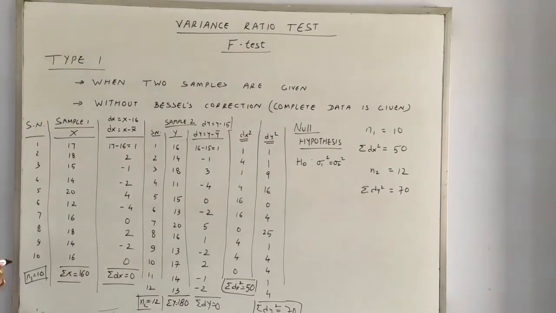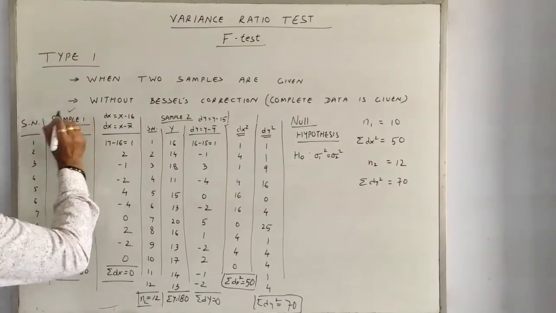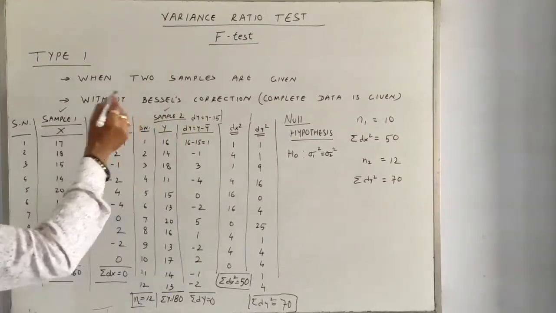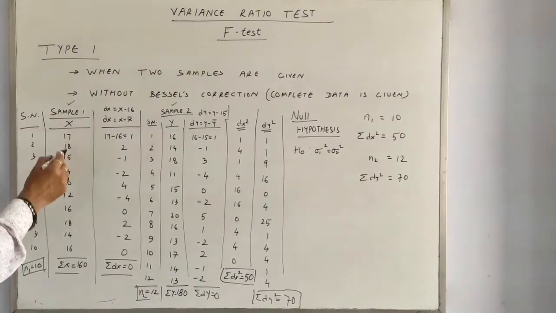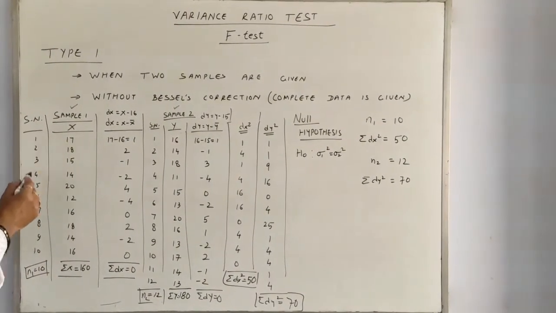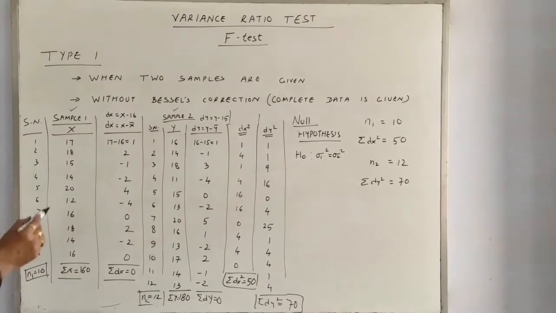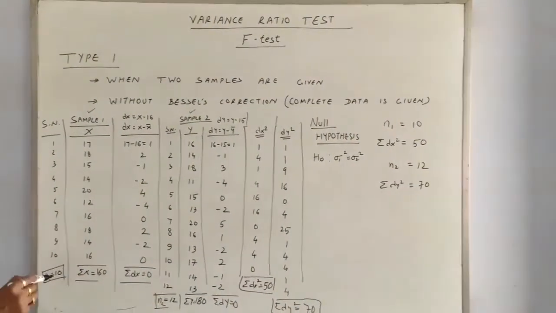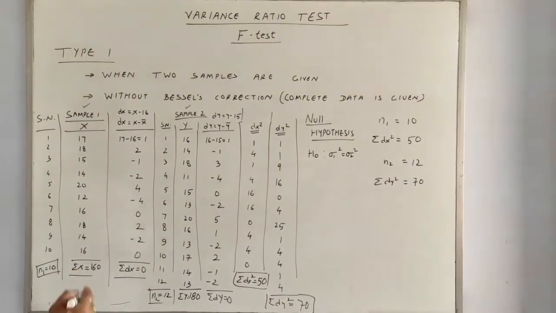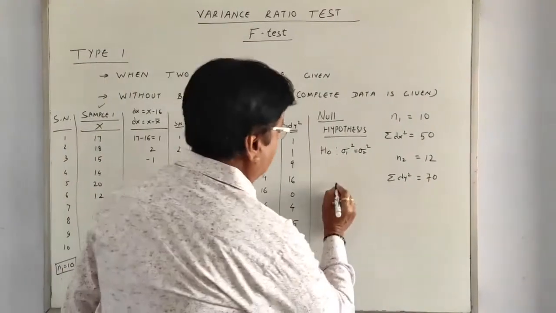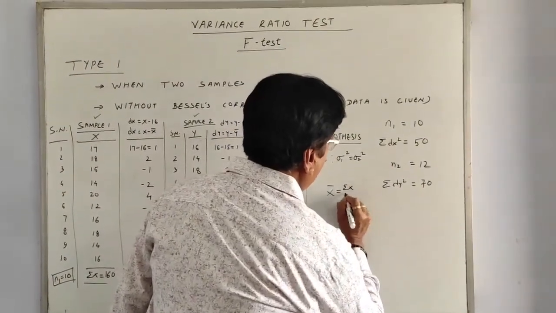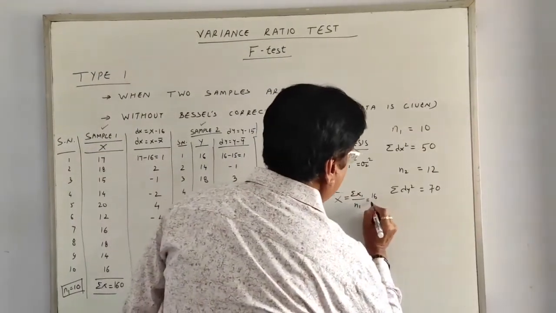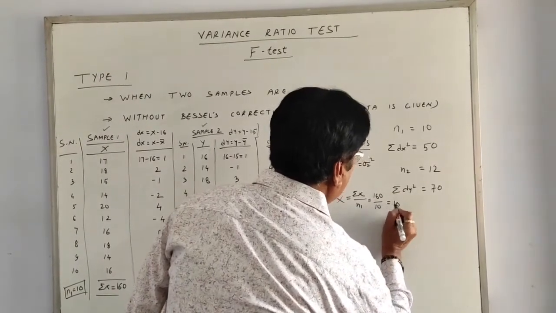So these are the things that can be given in the question: sample X and sample Y, or sample 1 and sample 2. We have sample 1, the figures are there and the serial numbers are there, so that means N1 equals 10. On the basis of that, we have found sigma X is coming to 160 and X bar is sigma X by N1, that is 160 by 10, and that is 16.